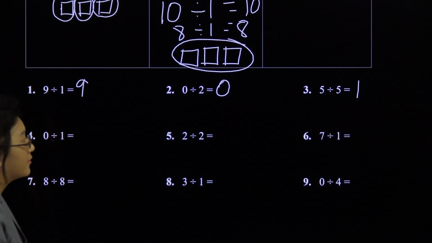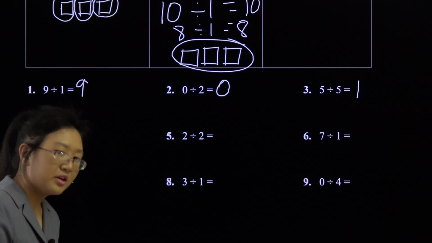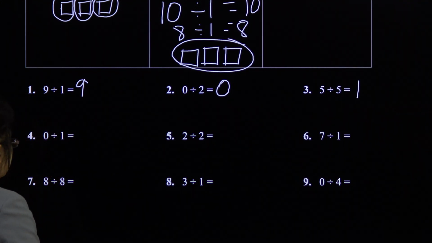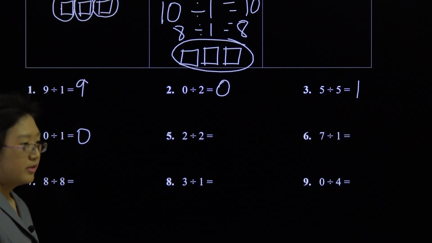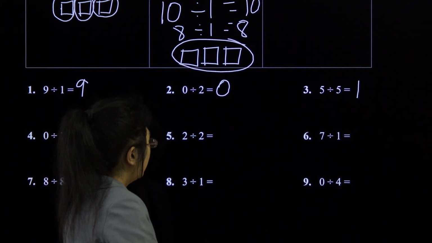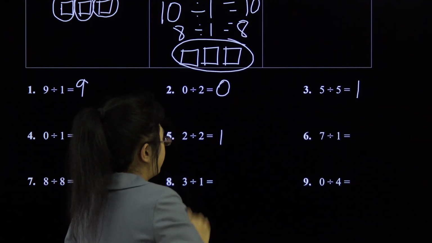0 divided by 1. 1 is not, well, 0. It's a non-zero number. So, it still follows the properties. 0 divided by 1 would equal 0. 2 divided by 2. Anything divided by itself is 1.